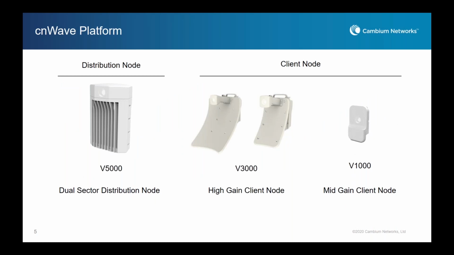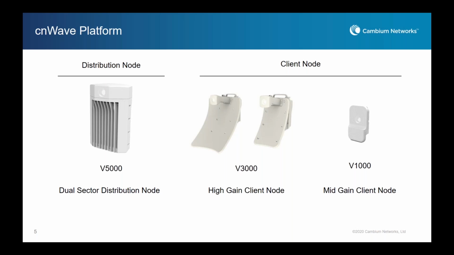The portfolio itself is actually pretty straightforward. There are just three devices. You'll see here on the left is the distribution node, the V5000. The distribution node, or DN, is what makes up that distributed mesh architecture when you're doing that distributed mesh, or the hub in that hub and spoke architecture. The distribution node has two sectors. So that module that you see there covers 240-degree sectors. Each of those sectors can have up to 15 client nodes in that sector. And amongst those 15 nodes, two of those could be additional distribution nodes as well.